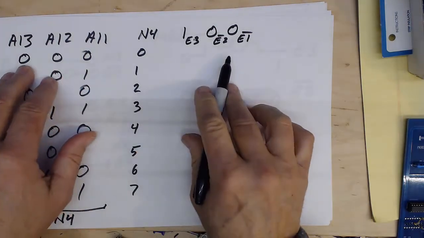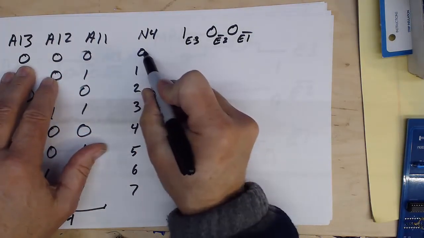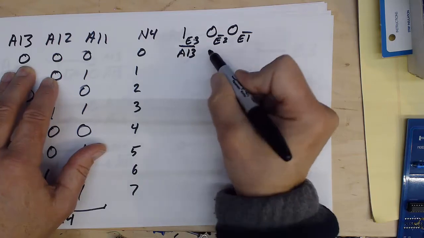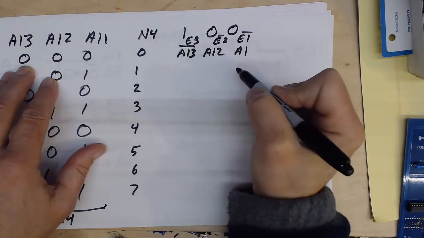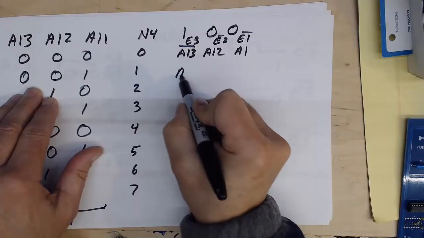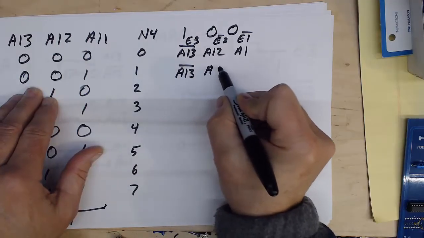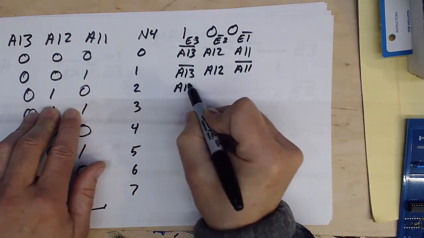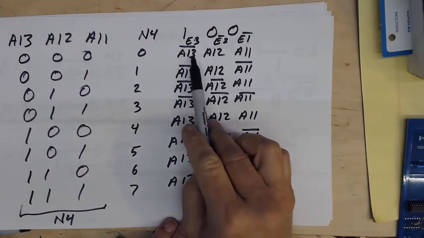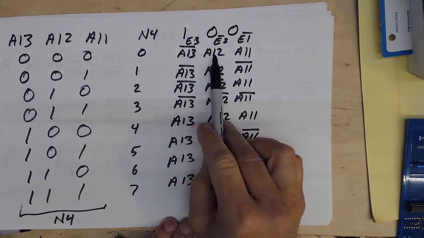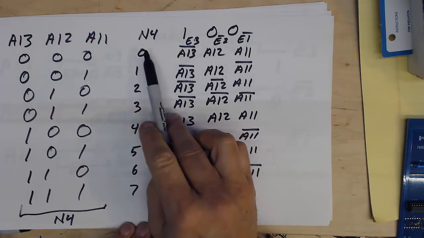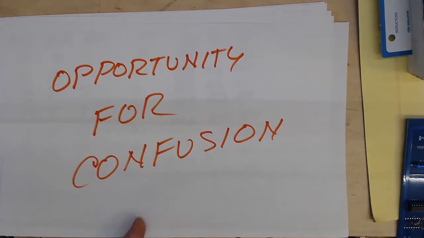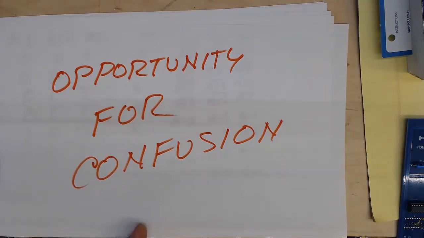So if we want that to happen, for this to select N4 equals 0, we have to select A13 bar, and then A12 and A11. For this guy, we would have to do A13 bar, A12, A11 bar, and the rest, and so forth. So that tells us which address we have to have, either straight address or the inverted address, in order to get N to be any number between 0 and 7. That's straightforward enough, but need to introduce another concept, which is opportunity for confusion.